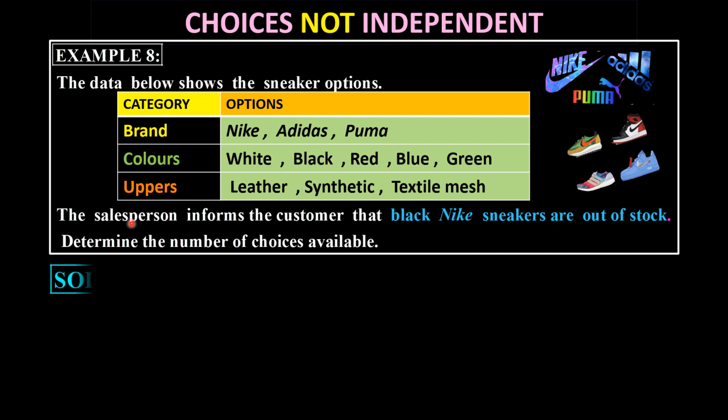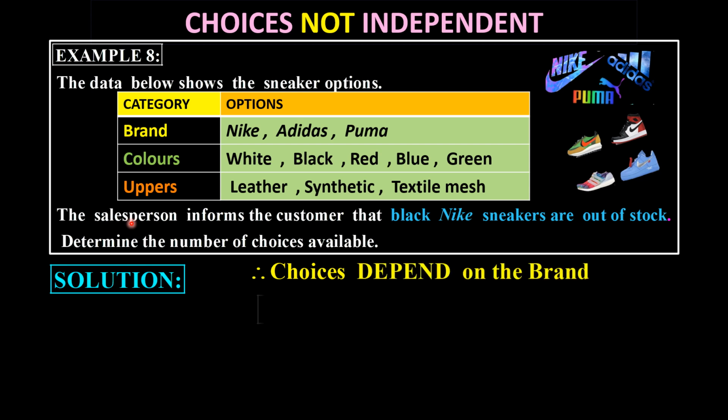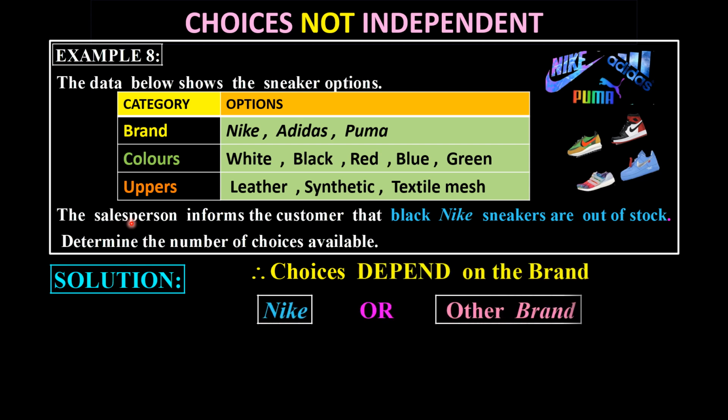This implies that the choices are now dependent on the brand. And what are the brands? You either have a Nike or you have another brand. If we have Nike, you only have 1 choice there, because you're choosing Nike. And then black, you don't have black anymore, so you've got 4 other colors that you can choose from. And for the uppers, we still have 3. Here we'll apply the product rule. So that's 1 times 4 times 3, which is 12.